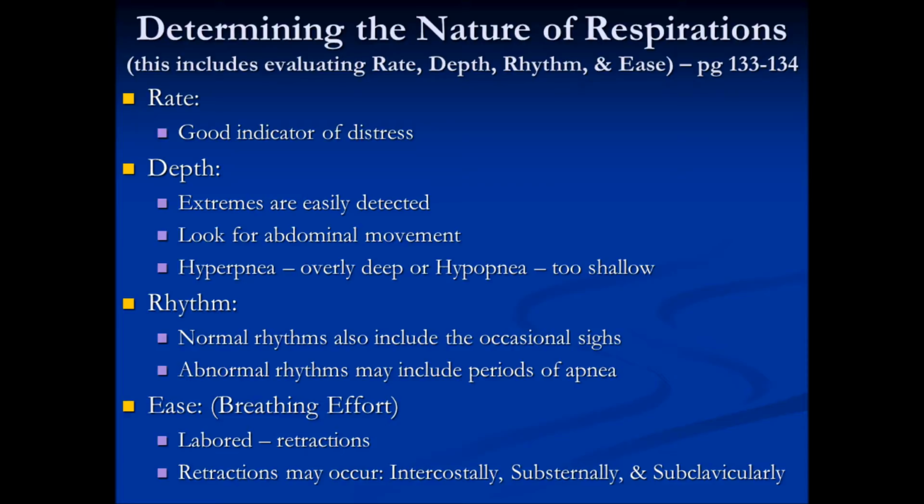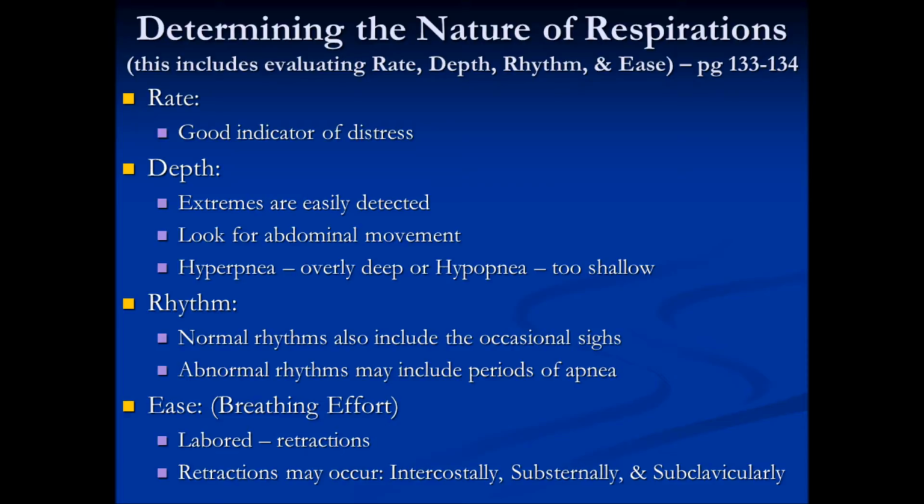extremes are easily detected on pediatric patients because of their chest diameter. Look for abdominal movement because they will, of course, incorporate their accessory muscles of inspiration. And so you will see the abdomen being utilized for them to breathe. Hyperpnea is just a term that you need to know that deals with how deep a person is breathing. So overly deep is hyperpnea. Hypopnea is when someone is breathing shallowly.